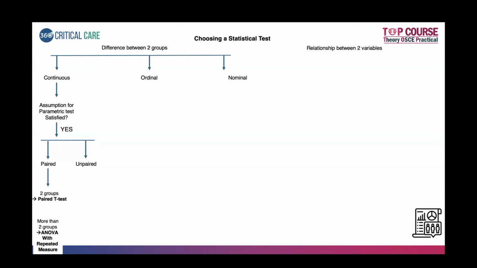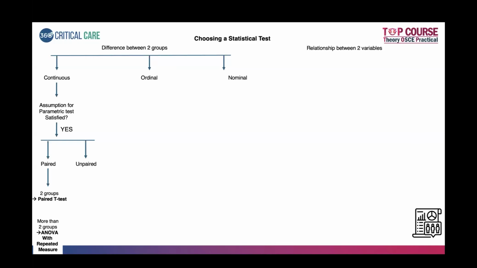The details of these tests will be further emphasized in the subsequent discussions, but I just want to make it clear for what indication we do this testing. So if it is continuous data, the parametric test is satisfied, it is paired, and it is two groups, you go for paired t-test. If it is more than two groups, you go for ANOVA with repeated measures.